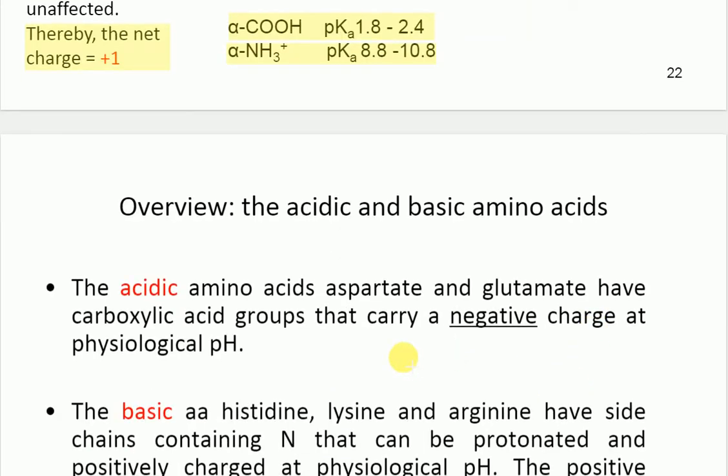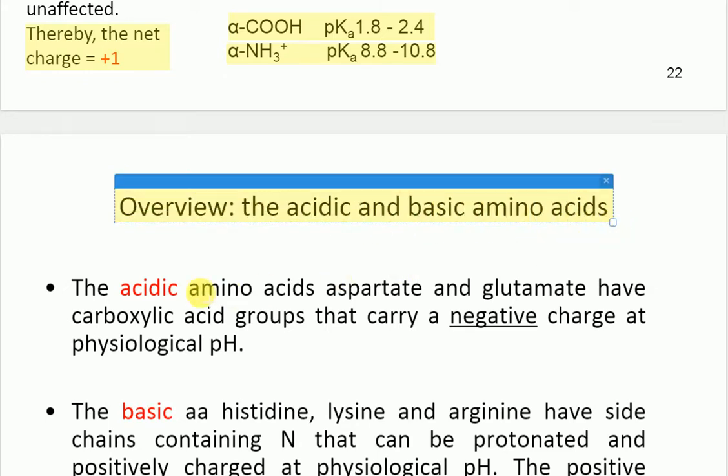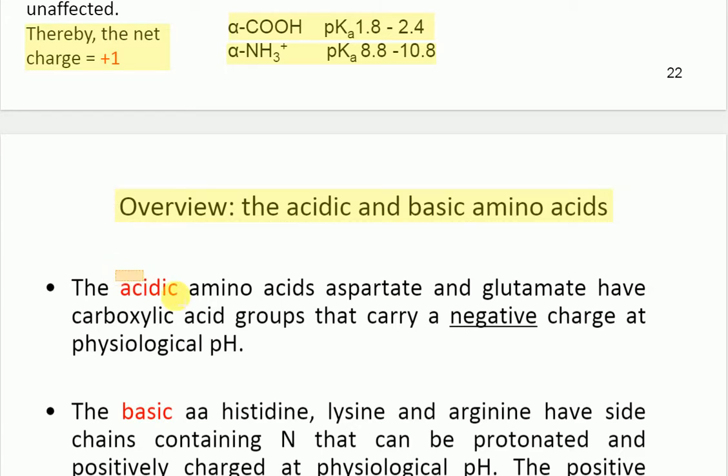So here is an overview, the acidic and basic amino acids. The acidic amino acids, aspartate and glutamate, have carboxylic acid groups that carry a negative charge at physiological pH. So aspartate right there, and glutamate.